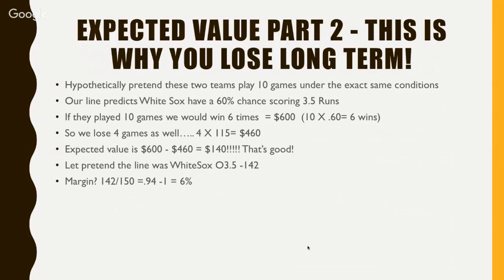See what I'm saying? We do the same thing in sports betting. We're looking for good deals. 6% is not a good deal. So let's calculate the hypothetical 10 game using the minus 150 line.